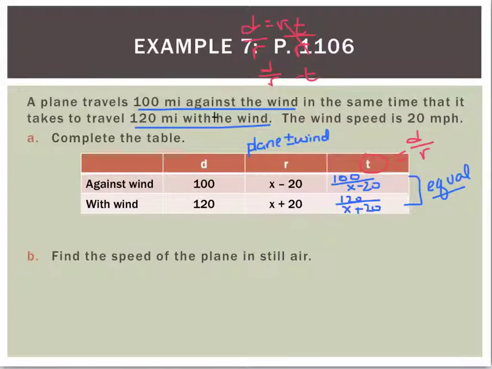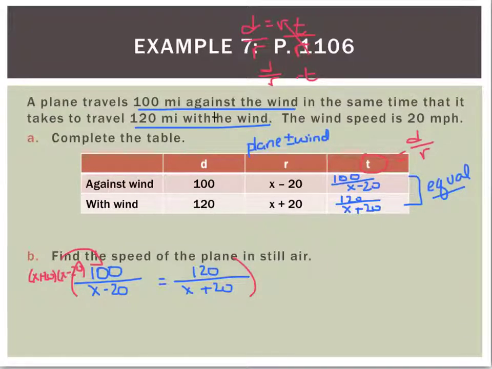So for part B, find the speed of the plane. My equation is going to be 100 over x minus 20 equals 120 over x plus 20. So then I can solve that. My common denominator is going to be x plus 20 times x minus 20. So my x minus 20 cancels out, and I have 100 times x plus 20 equals, and the second one, my x plus 20 cancels, and I have 120 times x minus 20.